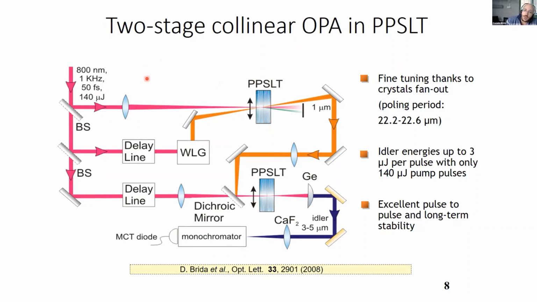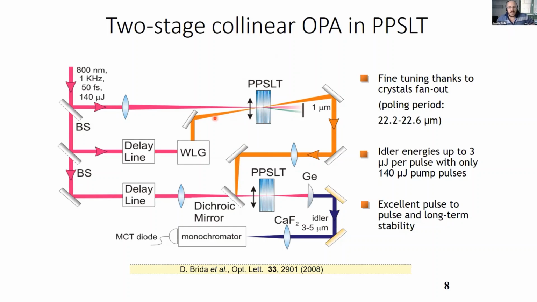So if we have an OPA pumped by 800 nanometer, we usually split a portion of the energy to generate a white light supercontinuum to be the seed of the amplification. In this crystal, we are going to have the first difference frequency generation process that occurs in the form of an OPA, in which we are generating an idler around 3 to 5 microns. Now, notice one important aspect. This is kept non-collinear.